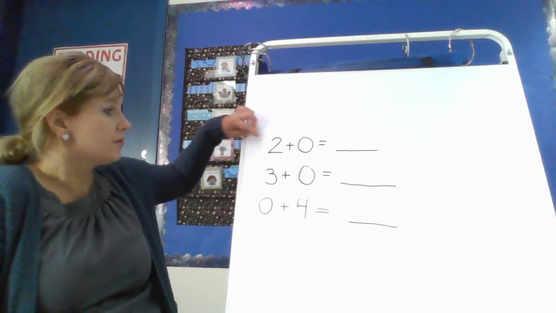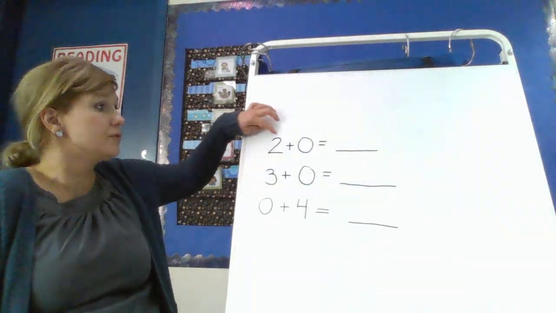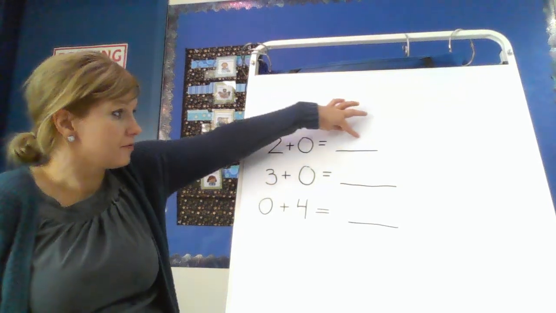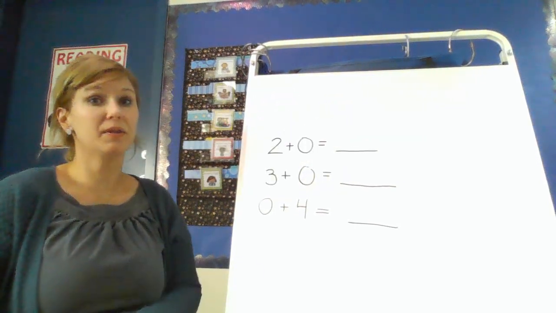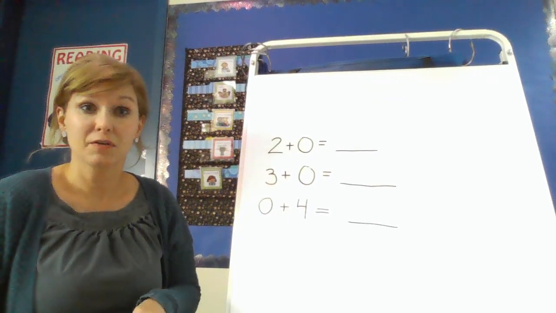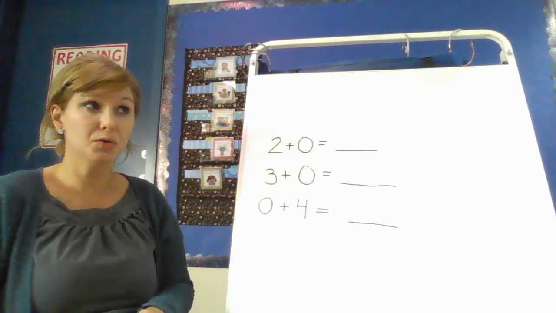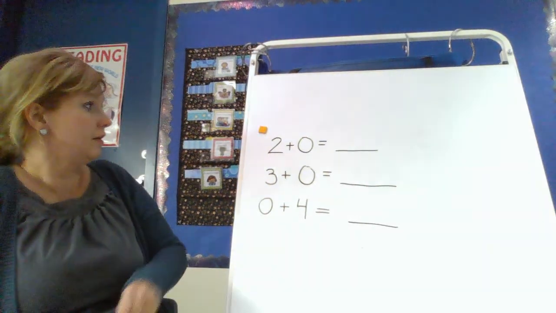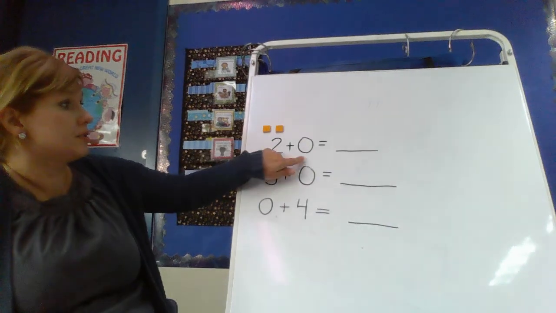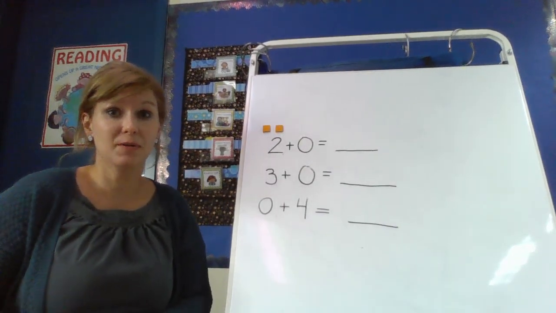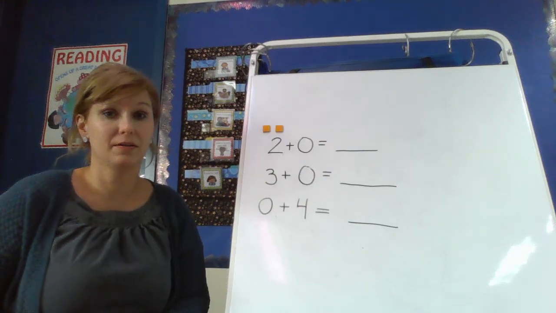Okay, so if we look at this first equation, let's read it together. 2 plus 0 equals blank. I'm solving for a total. I'm going to put that in a story problem to make it more clear. I went to the Merc for ice cream and I ordered 2 scoops of chocolate ice cream and 0 scoops of vanilla ice cream. How many scoops of ice cream did I order altogether?